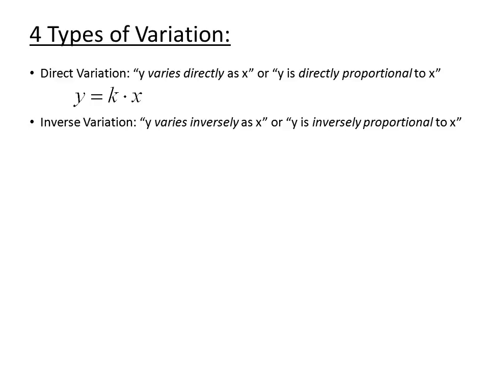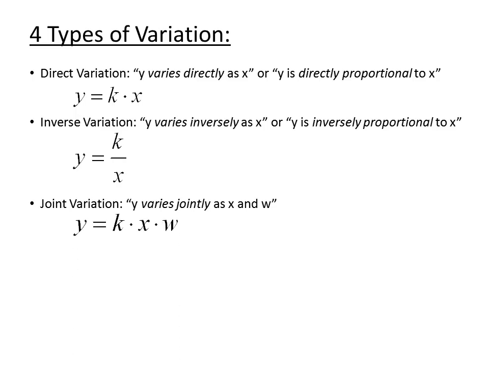The next type of variation is inverse variation, and we would see y varies inversely as x, or y is inversely proportional to x. And when we see inverse variation, that means we want to divide. So we would set up the equation y equals k divided by x. The third type of variation is joint variation, and we would see y varies jointly as x and w. And jointly just means we're going to be multiplying by several different variables. So we would use the equation y equals k times x times w.